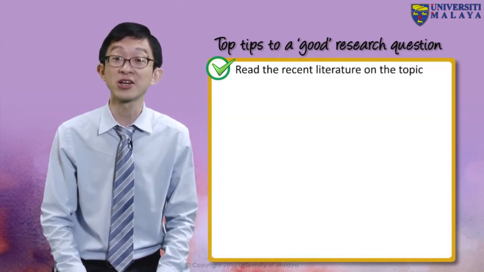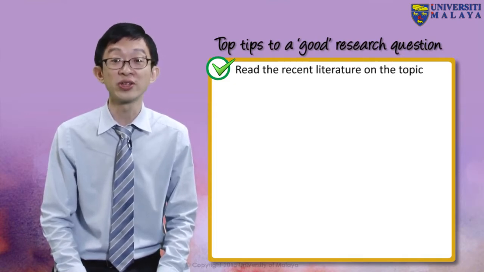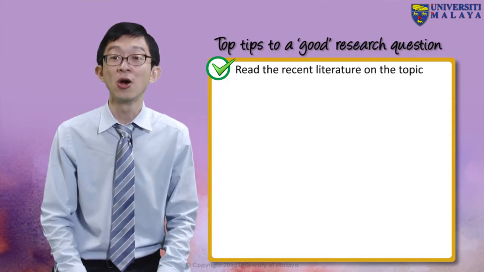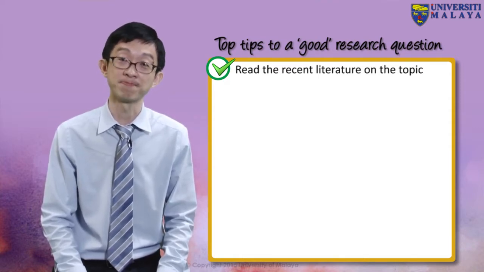Now you have learned about how to ask a good research question. There are several more tips that I would like to share with you. Firstly, before finalizing the research question, it is crucial that the researcher reads the most current literature on the subject matter. This is to avoid duplicating the same study or to help the researcher to prioritize the research area.